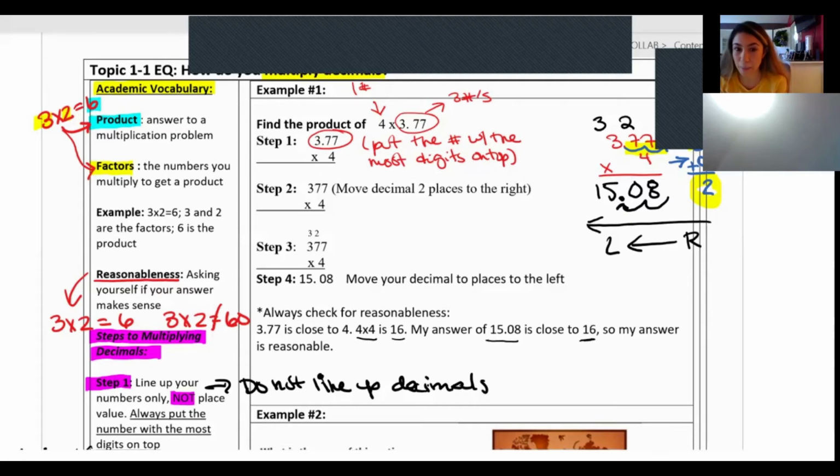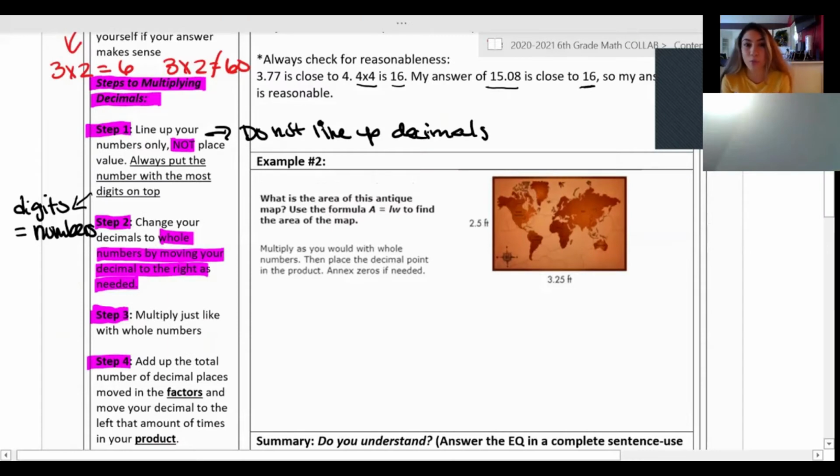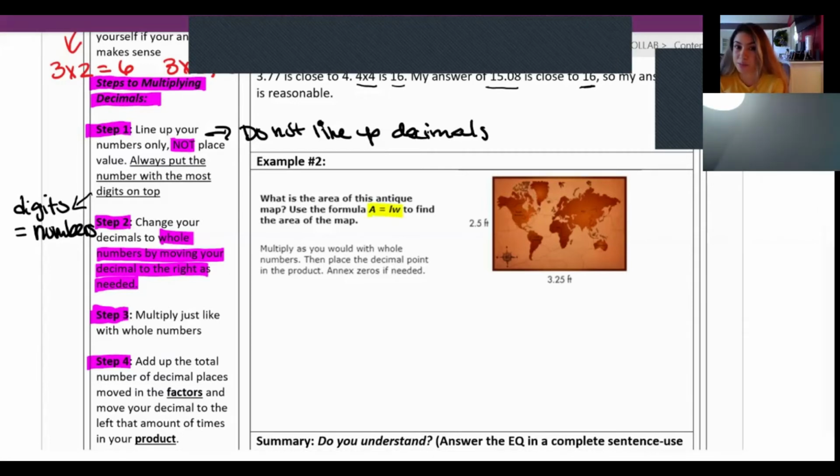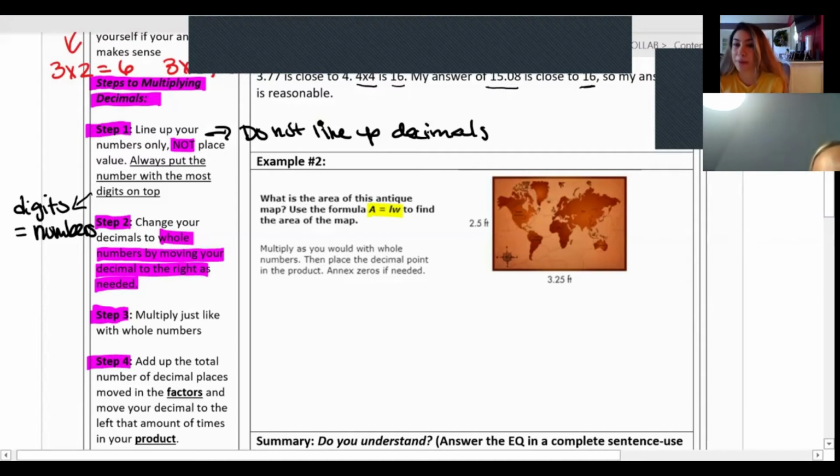This makes sense. All right, you guys, so example number 2, we have a word problem. Don't let it scare you. We're going to look, what is the area of this antique map over to the right? We're going to use the formula A equals L times W, area equals length times width, to find the area of the map. Because we know that the area of a rectangle is length times width.